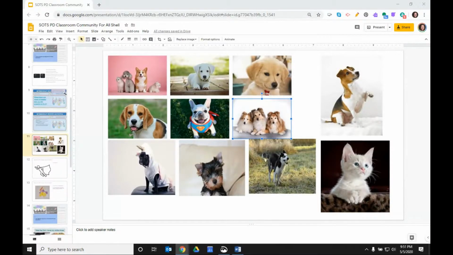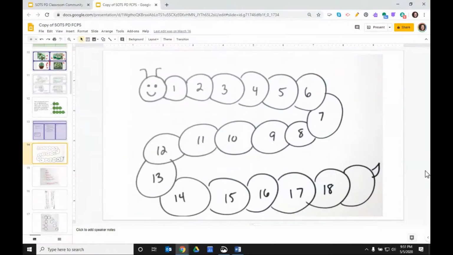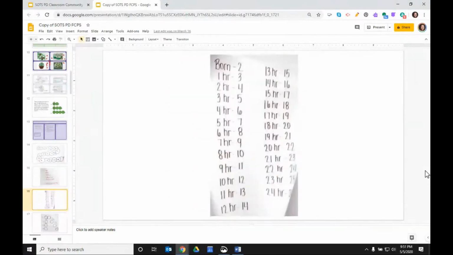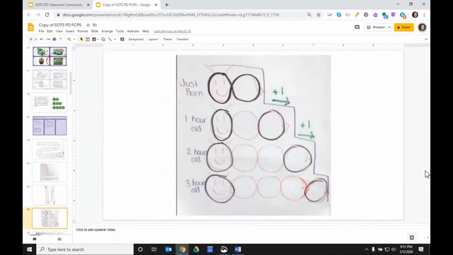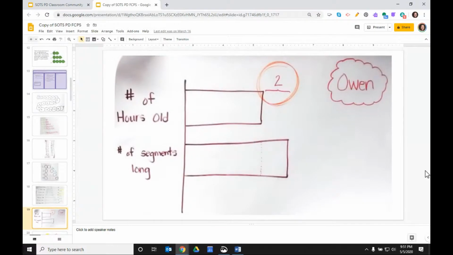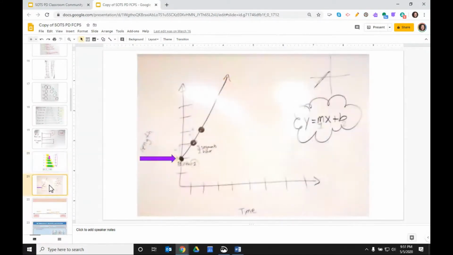Here we go. Here's an example from another PD. This is that growing worm again. You can see that there's a variety of representations already here, and we would just jump into the math talk during the synchronous time. One of the downsides to that is they don't always get to work together on the representations as they would in a synchronous environment, but it still lends to the math talk.